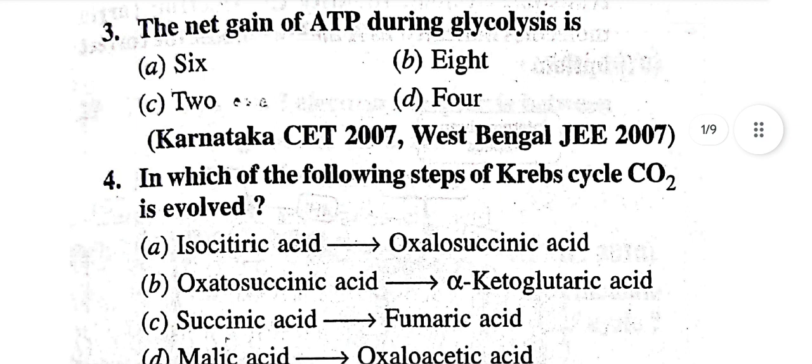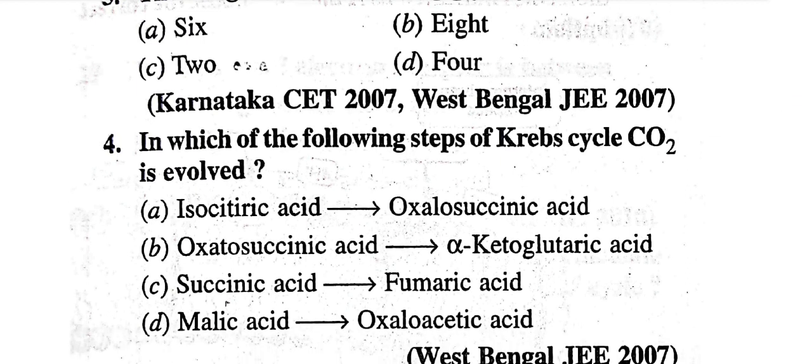Then question number 4. In which of the following steps of Krebs cycle is carbon dioxide, or CO2, evolved? Very important question. Option A, isocitric acid to oxalosuccinic acid; option B, oxalosuccinic acid to alpha ketoglutaric acid; option C, succinic acid to fumaric acid; option D, malic acid to oxaloacetic acid. So think about the answer. Let us remember the steps of Krebs cycle first.